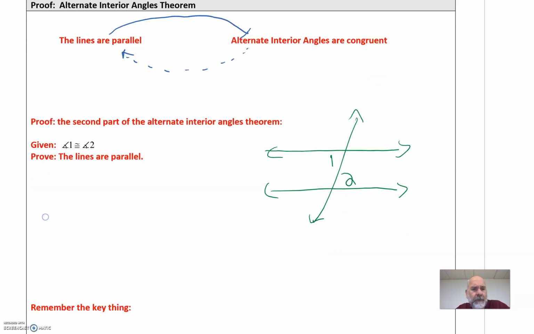So here we go. It says proof, the second part of the alternate interior angles theorem. Okay, got it. So given those two angles are congruent, prove the lines are parallel. What I want you to notice here is that we don't know yet that the lines are parallel. So we can't use any of those other congruent or supplementary things. We can't use corresponding. We can't use alternate exterior. We can't use any of that because we don't know the lines are parallel yet. So I don't know that angle 1 is congruent to angle 2, except for the fact that they gave it to me.